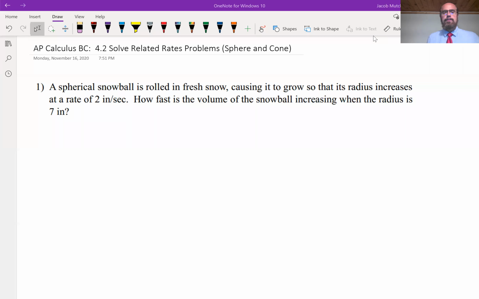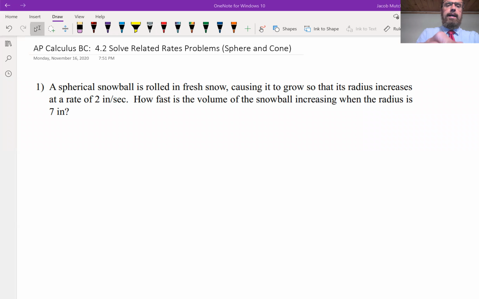Welcome to Calculus. Today we will investigate solving related rates problems that deal with spheres and cones. We'll take a look at two examples, one of each. Our first example has to do with a spherical snowball being rolled in fresh snow, causing it to grow so that its radius increases at a rate of 2 inches per second. How fast, we want to know, is the volume of the snowball increasing when the radius is 7 inches?